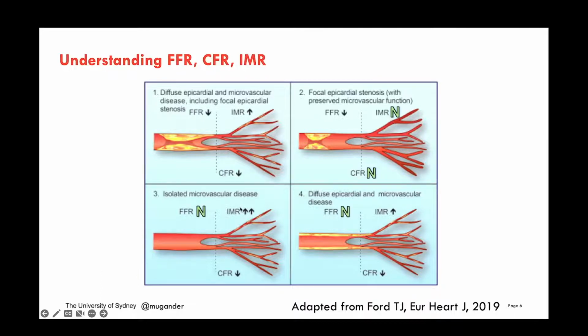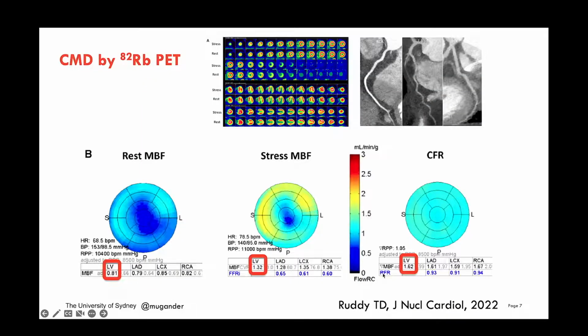Alternatively, you can have solely microvascular disease. So no stenosis in the epicardial vessels, so the FFR is normal, but the resistance is high and the flow reserve is low. And then you can have some kind of mixed disease where the flow reserve will be normal, but the IMR may only be mildly elevated as opposed to severely elevated, concomitant with a reduction in flow reserve.